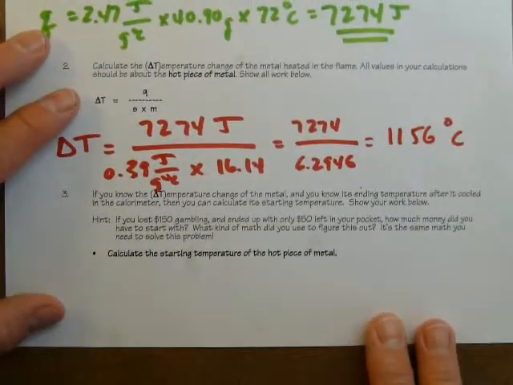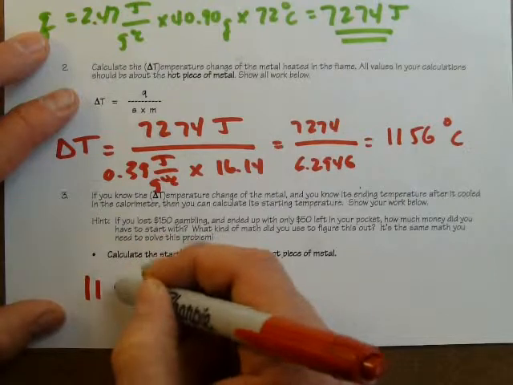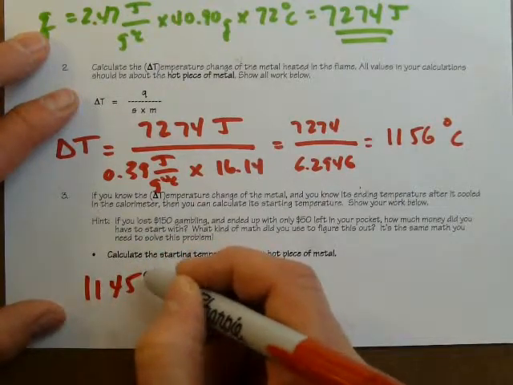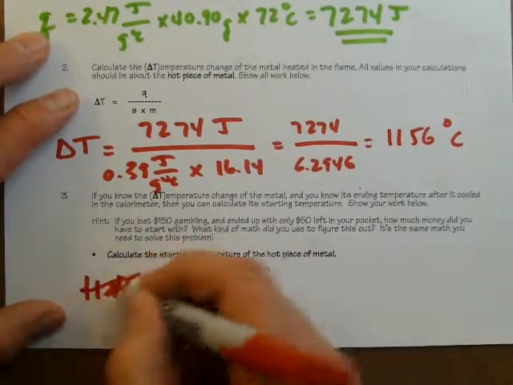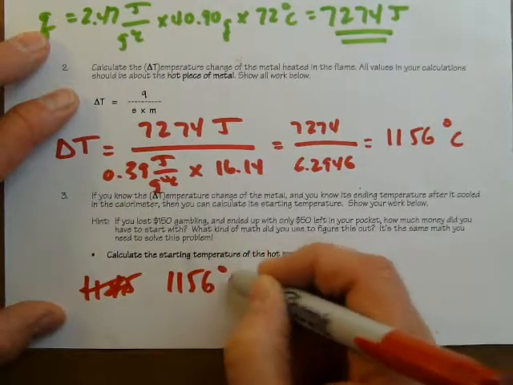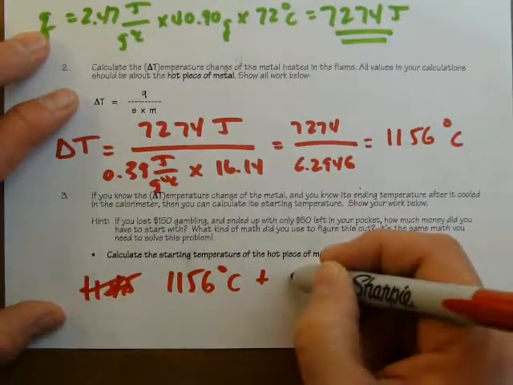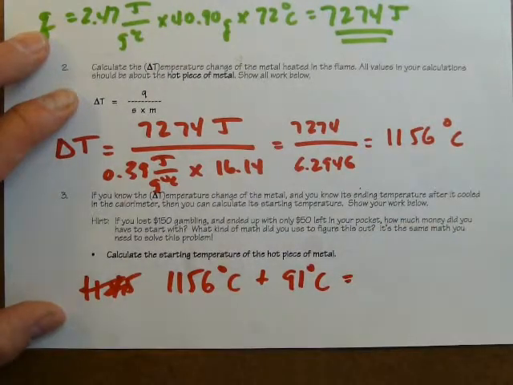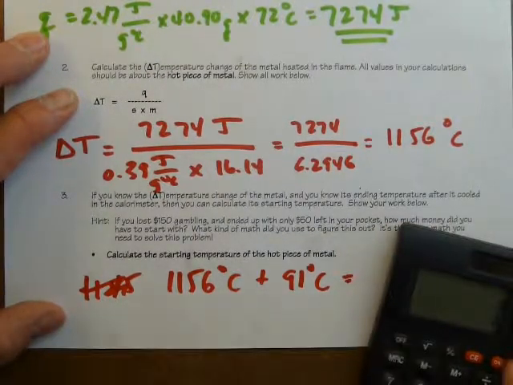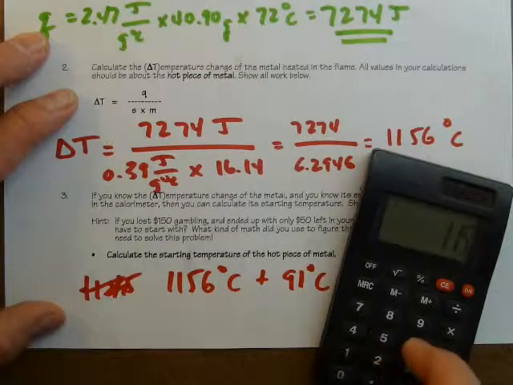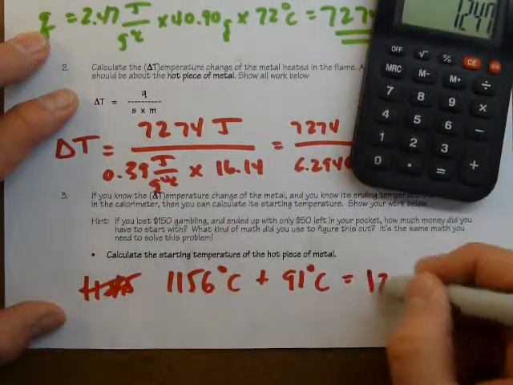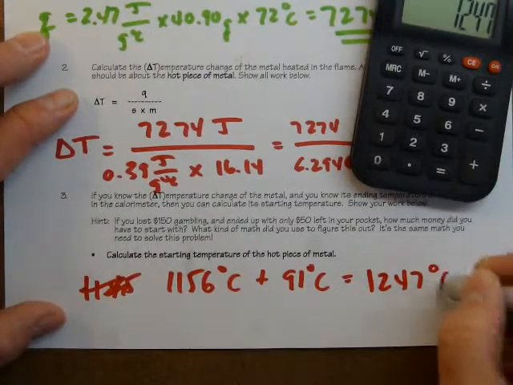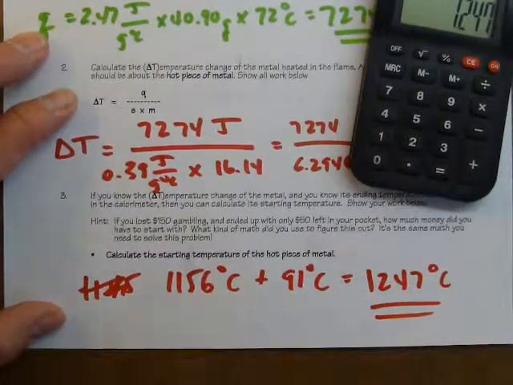To find out what the temperature was to begin with, we'll add back 1,156 degrees Celsius plus the ending temperature in the calorimeter, which was 91 degrees Celsius, to find out what the starting temperature was. So 1,156 plus 91 equals 1,247 degrees Celsius. That's pretty darn hot.